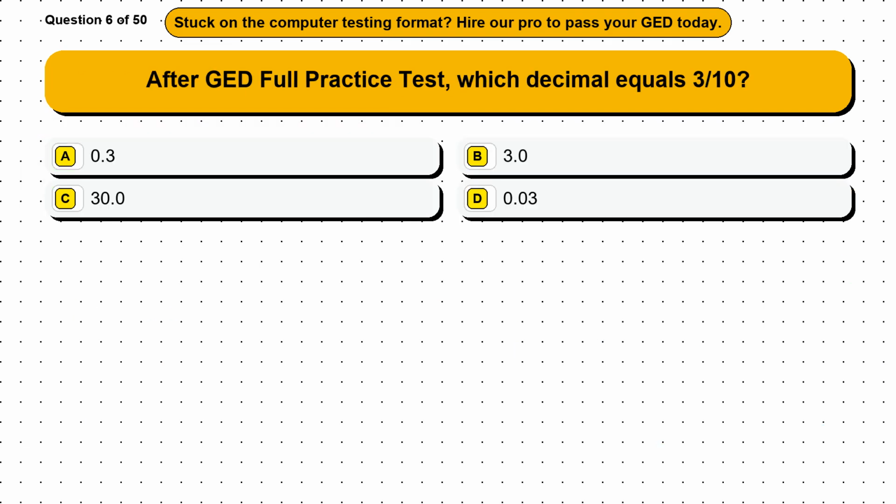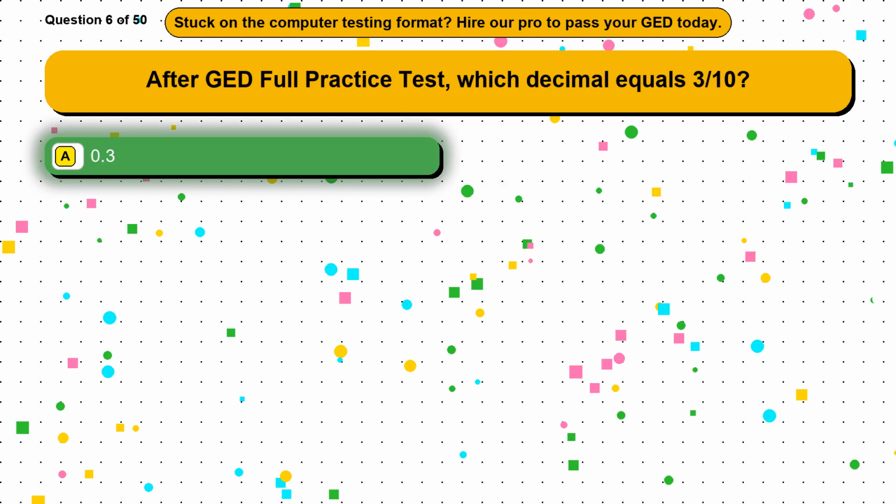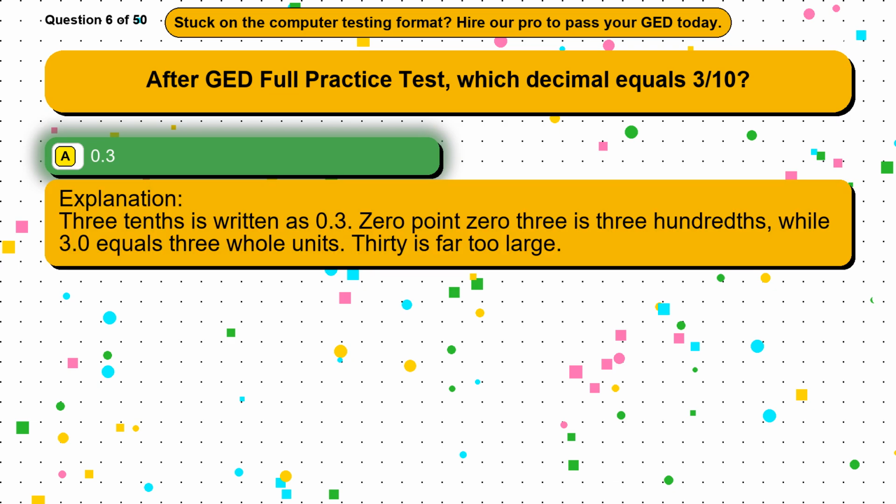Question 6. After GED Full Practice Test, which decimal equals 3/10? Option A, 0.3. Option B, 3.0. Option C, 30.0. Option D, 0.03. The correct answer is option A. 0.3. 3/10 is written as 0.3. 0.03 is 3/100ths, while 3.0 equals 3 whole units. 30 is far too large.